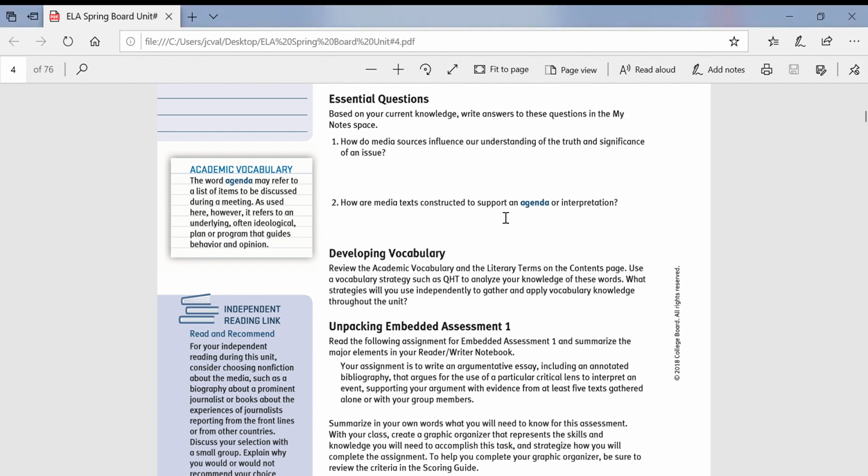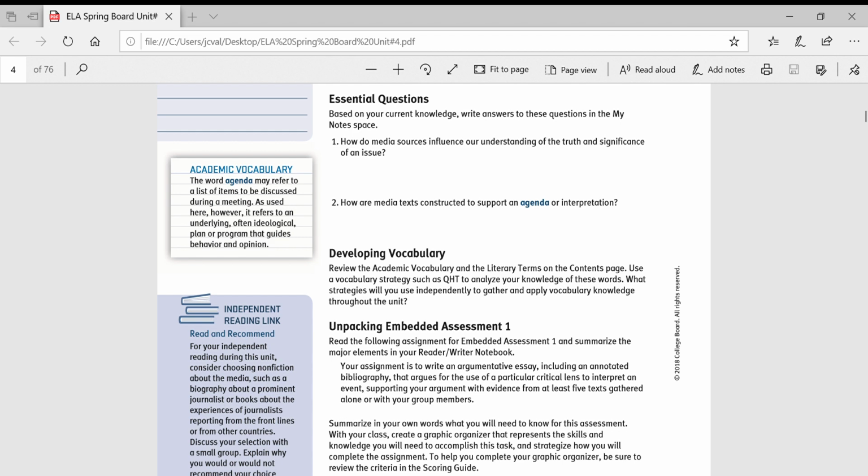Let's look at number 2. How are media texts constructed to support an agenda or an interpretation? Again, there's a million different ways you can go through this. You can give a specific example, you can be broad, whatever you want. So we're going to start with the media covers issues. Let's go back to our question, make sure it's on track. They cover issues in ways that support agendas by... however you think they might support an agenda.